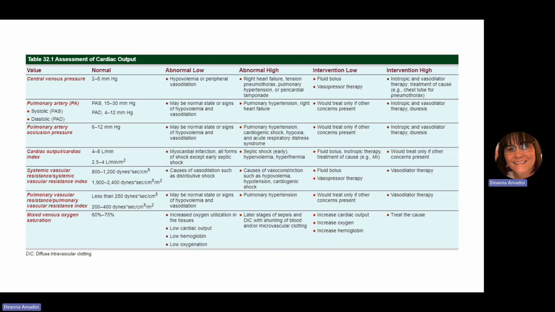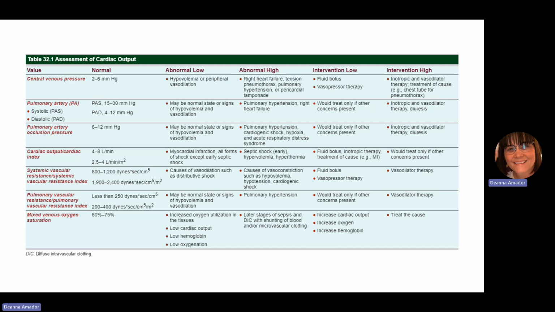Again, I would just focus on central venous pressure, and then as you go down, cardiac output, I think you should be aware of, and then systemic vascular resistance, or SVR. The very bottom one says mixed venous oxygen saturation. That's your SVO2, and again, that tells you how well your body is utilizing oxygen. You do need to know what that is. That's on your content outline.